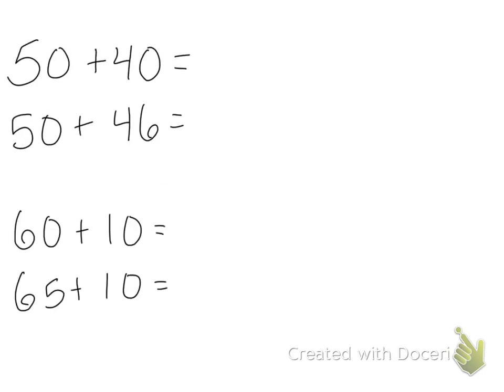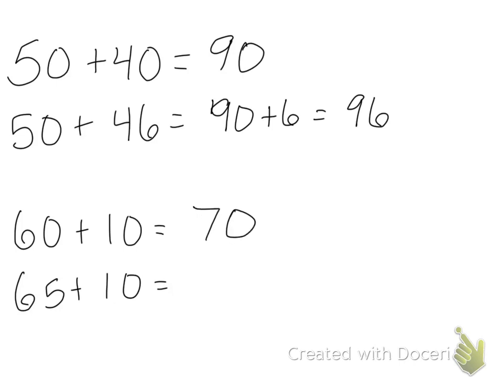Okay, so here I have 50 plus 40, which we know is 90. On the bottom I have 50 plus 46. Well, I know that 50 plus 40 equals 90, and then I have 6 more. So 90 plus 6 is 96. Okay, what about 60 plus 10? Well, I know 60 plus 10 equals 70. So 65 plus 10, we have 70 plus that 5 extra. So 65 plus 10 equals 75.